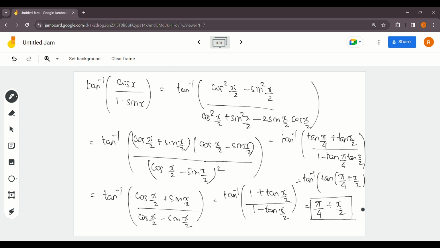Why did we do this question is, as I told you, these types of questions will be asked in calculus. They will be asking you to differentiate this function. So if you are told to differentiate this function, you should simplify this expression to pi by 4 plus x by 2. And now you know very well that pi by 4 is a constant and its differentiation is 0, and x by 2's differentiation is half. So half should be the answer. So that is why inverse trigonometry is applicable in calculus. That is how it is being applied.